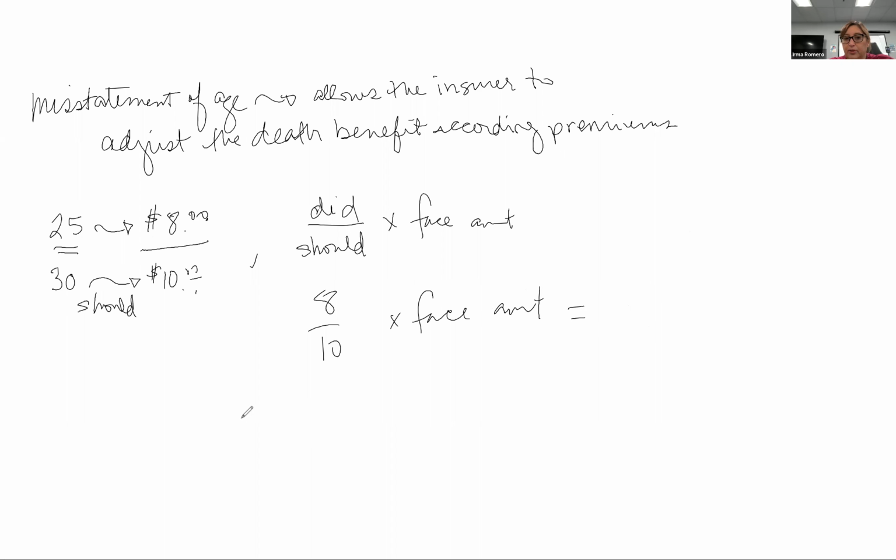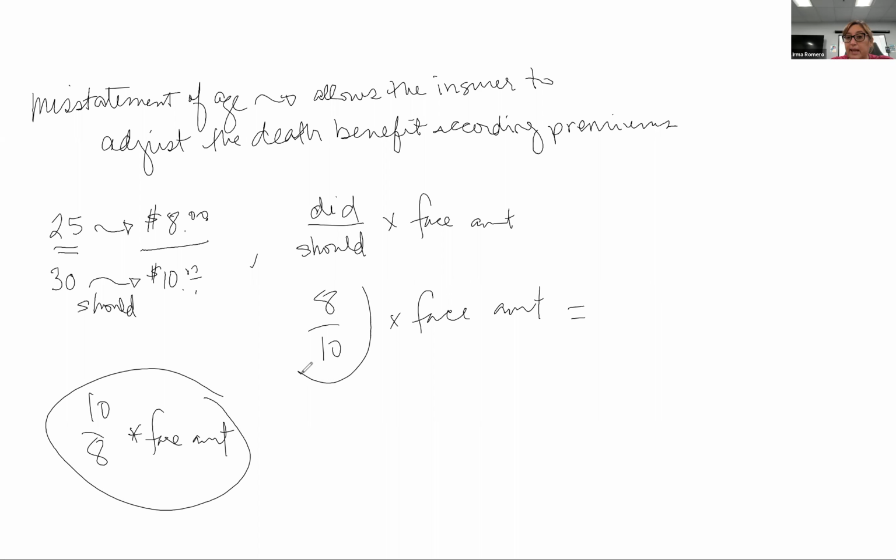Now, the reverse is true as well. If I paid as a 30-year-old, but I should have paid as a 25-year-old, the numbers are just going to be 10 over 8, times the face amount. So I'm going to get more. Well, not you, you're dead, but the beneficiaries will get more, or they're going to get less, according to how the adjustment works out because of the misstatement of age.